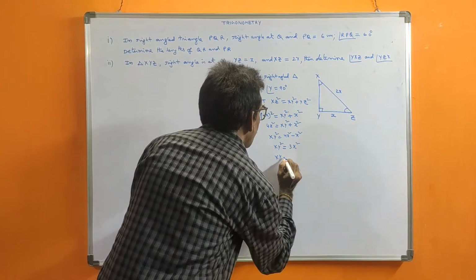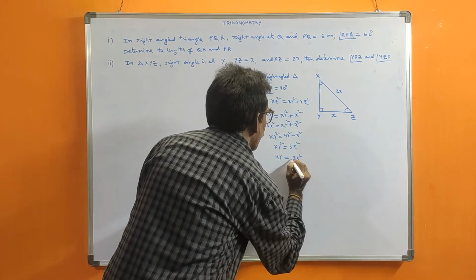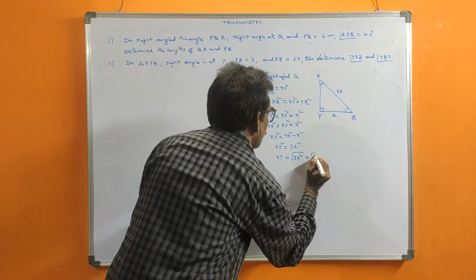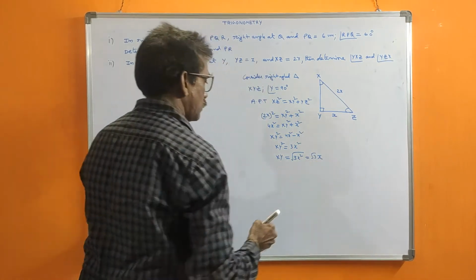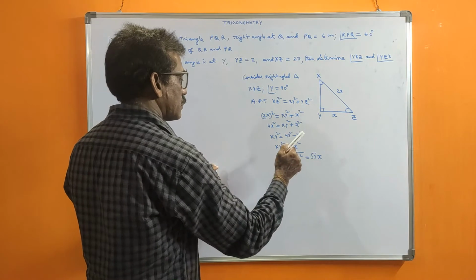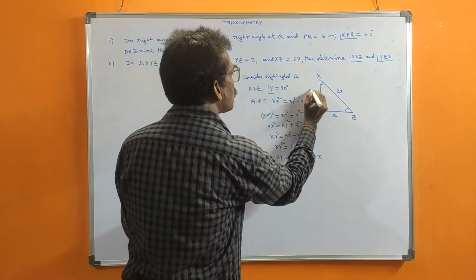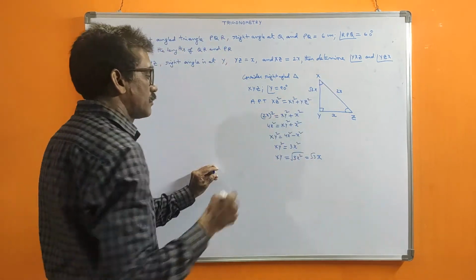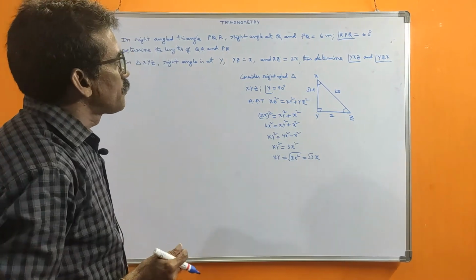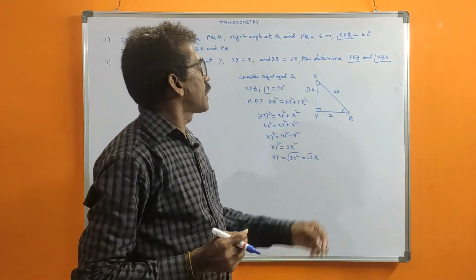But we want only XY. So taking the root, the root of 3X square is root 3 times X, since the root of X square is X. Now write root 3X. This side is root 3X.